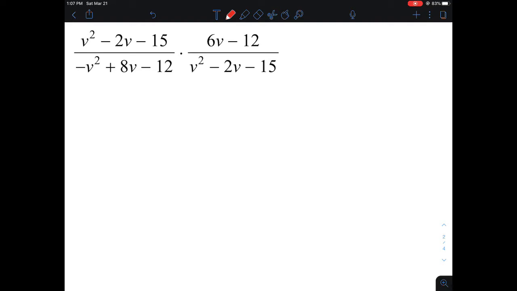Now, I start trying to factor my numerator. That would factor to v minus 5 times v plus 3. And then I want to look at this denominator. A lot of people have a hard time factoring when I have a negative squared term. So I pull the negative out, and then look at what I'm working with after that.